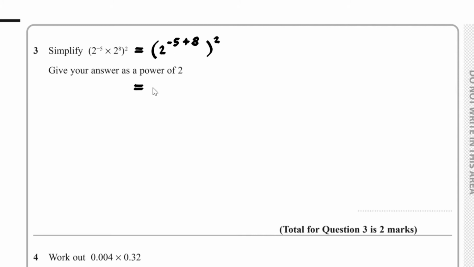So we have 2 to the power of 3 to the power of 2, and when we have a base to a power to another power, we multiply the powers, leaving us with 2 to the power of 3 times 2. In other words, we would have 2 to the power of 6.